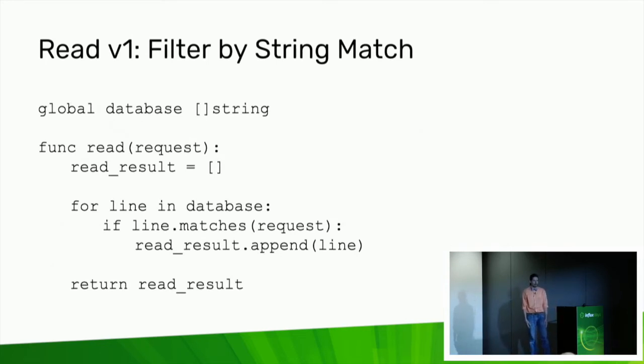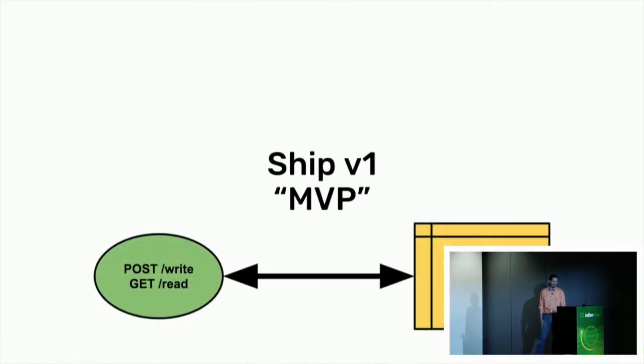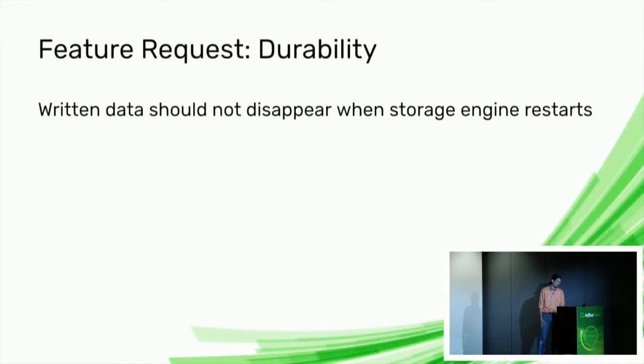And here's the implementation of the read endpoint. Go back to the same global database list of strings, and any line that matches, return it. And there's our minimum viable product. So we wrap it up in a binary and ship it off to customers. They pay us lots of money, and they come back with some feature requests.